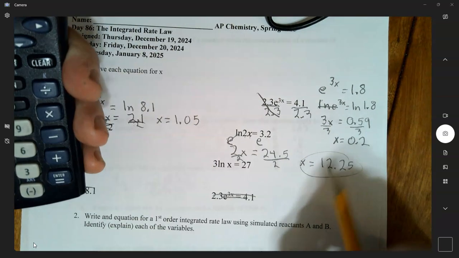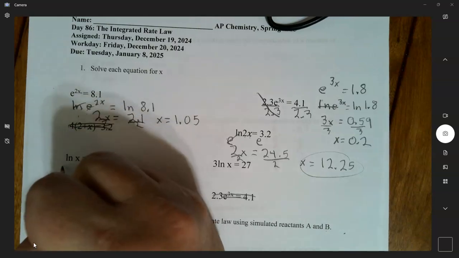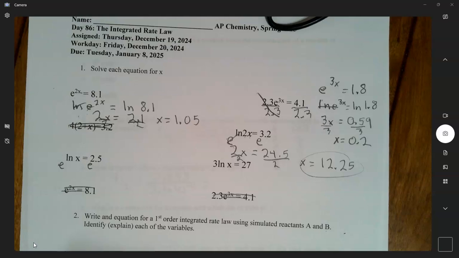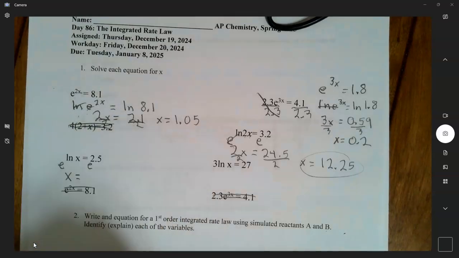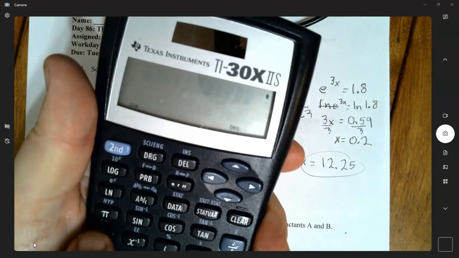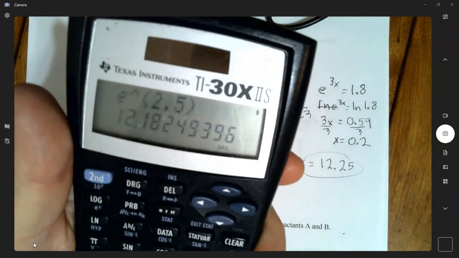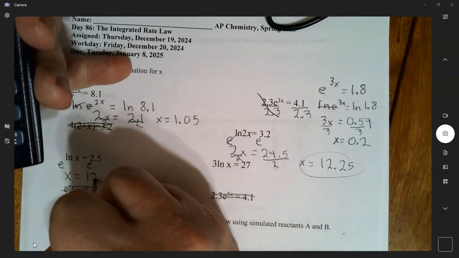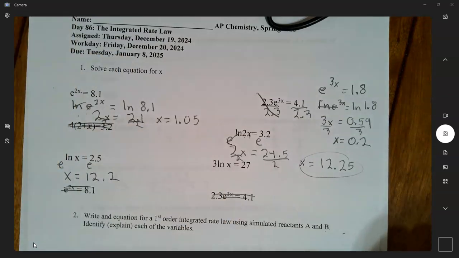All right, let's do this one. Again, we can raise e to each side. So e and ln inverse, and you simply end up with x on this side. To get the e, you hit second and ln, and then put the 2.5 in, and that gives you, in round numbers, 12.2 actually. And that's your answer.